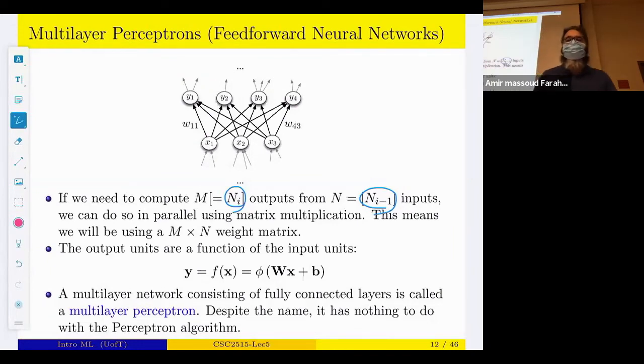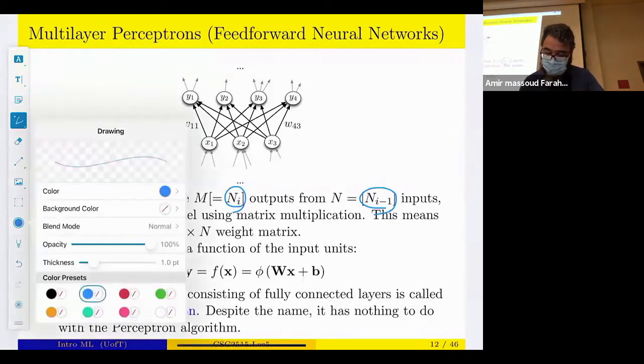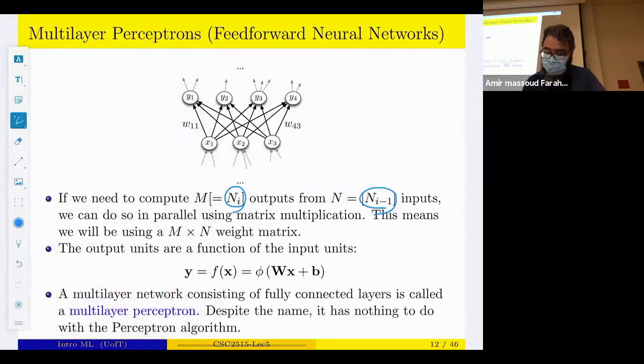So what is the dimension of y? Yes, the dimension of y is equal to m. In general, if the output dimension is m and the input dimension is n, it would be m dimensional. In this case, it would be 4, and the dimension of x is n, which would be 3 in this case.